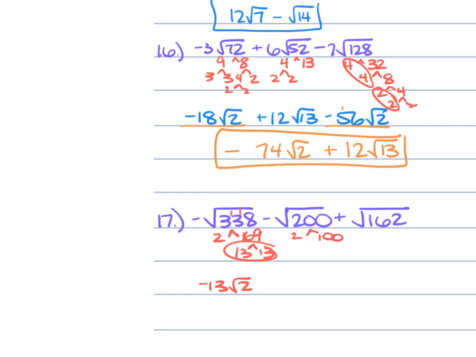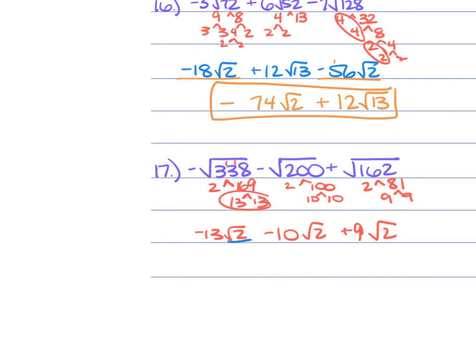200 is 2 and 100, which is 10 and 10. So this is negative 10 square root 2. And the 162 is going to be 2 and 81. 81 is 9 and 9, so that's 9 square root 2. Combine those like terms. Square root 2, square root 2, square root 2. So add up your terms or subtract. Negative 13 minus 10 is negative 23 plus 9 gives us negative 14. So this is negative 14 square root 2.